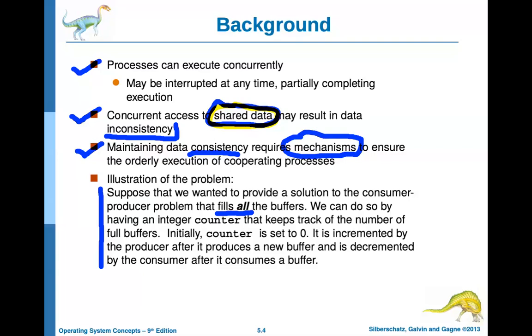Now, how can we provide the solution to check whether there is any free buffer or not? One simple solution is by making use of a counter. So the idea is very simple. For example, suppose the capacity of my buffer is n, or for simplicity let us assume it is 5. Whenever one item is produced by the producer, the producer will increment the counter.